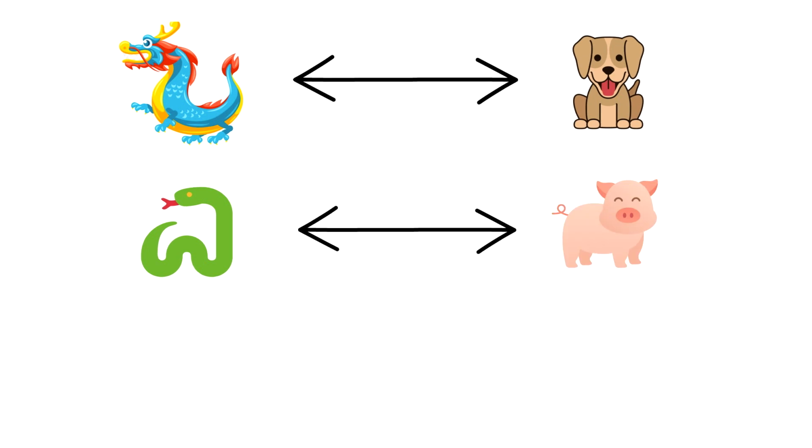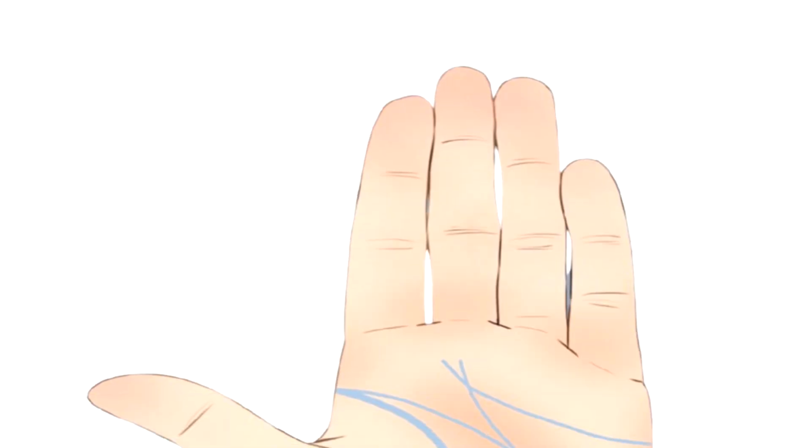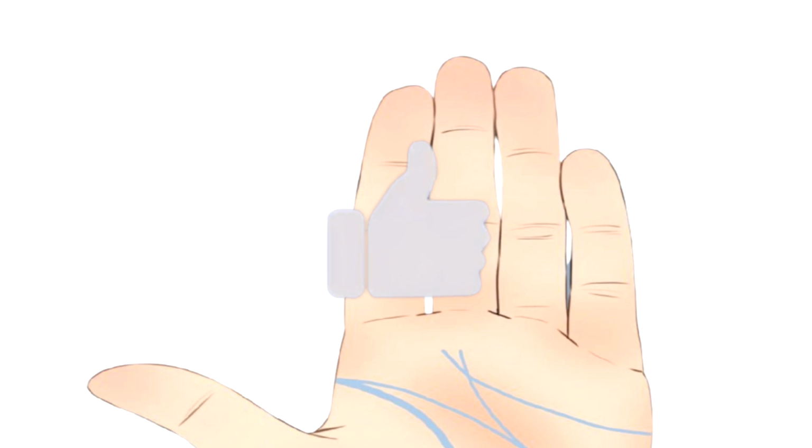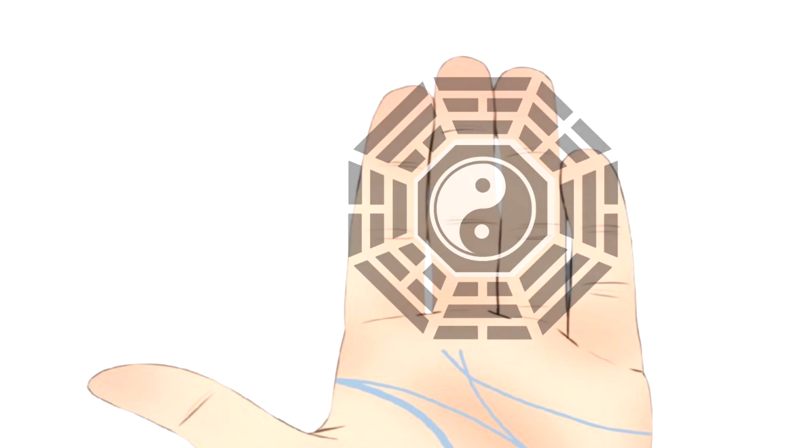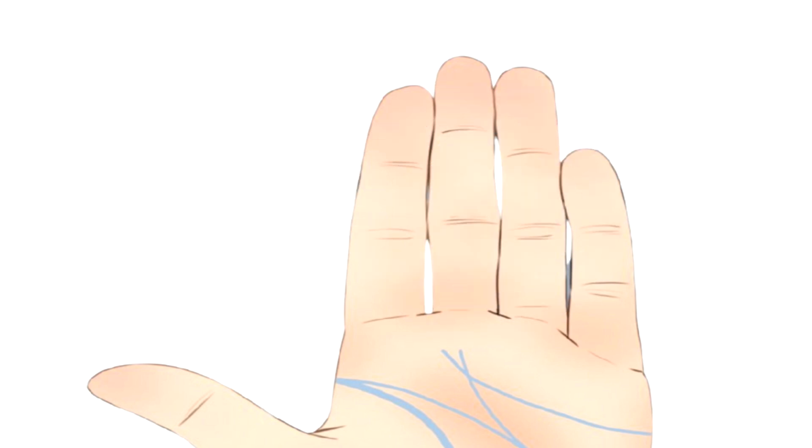Now I will show you the positions of the 12 animal signs on your hand. Please take out your left hand with palm up. Our palm is like a Bagua map. As you can see, we all have finger creases. So to make it simple, I'll call this bottom crease, middle crease, and the top crease. Let's start with the rat. The rat is at the bottom crease of your ring finger.